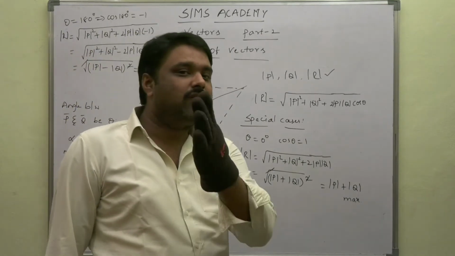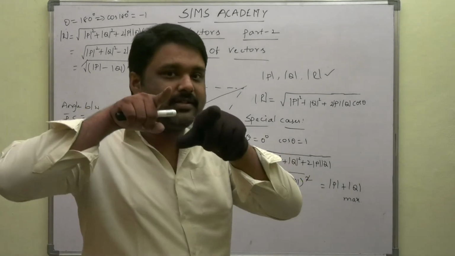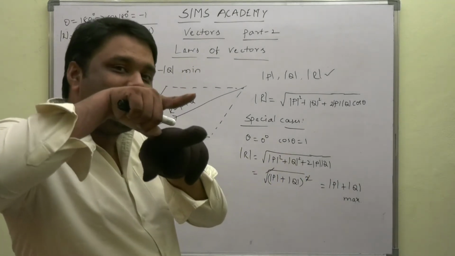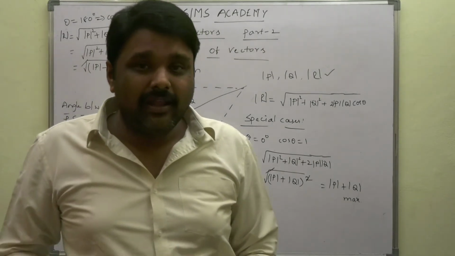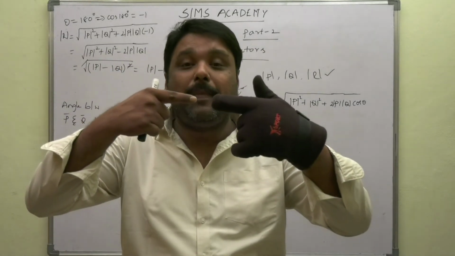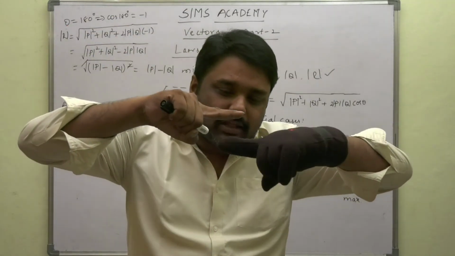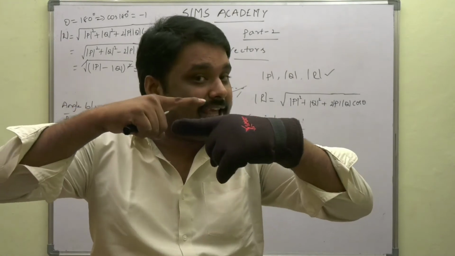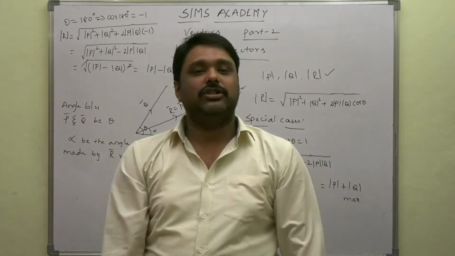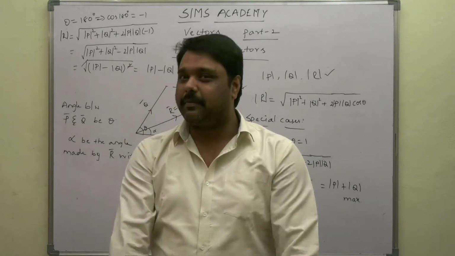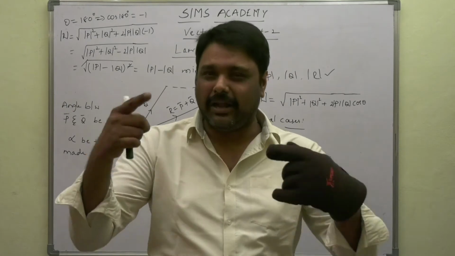When theta is 180 degrees, I said when theta equals 0, the two vectors are parallel to each other. If theta equals 180 degrees, then they are anti-parallel. Of course they are parallel, but they are moving in the opposite direction. Here we say them as anti-parallel. When theta equals 0 degrees, we say the vectors are parallel. When theta is 180 degrees, then we say the vectors are anti-parallel.